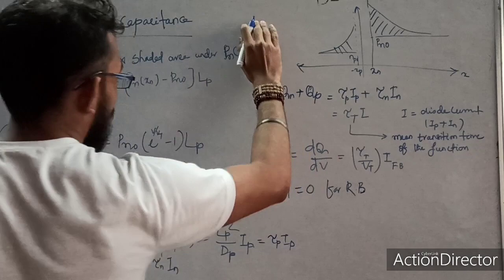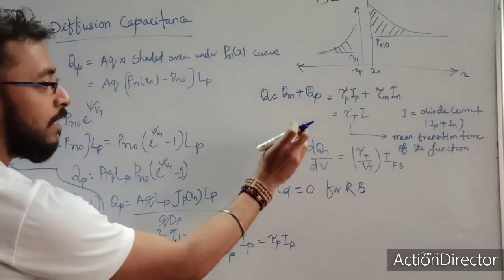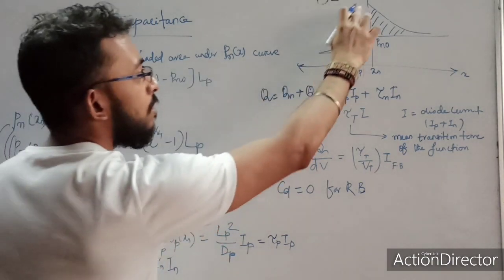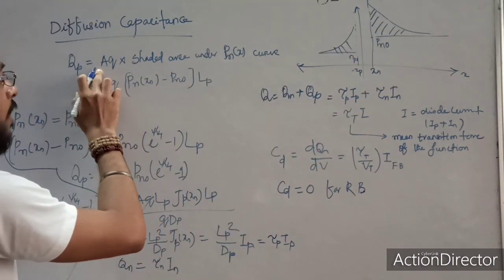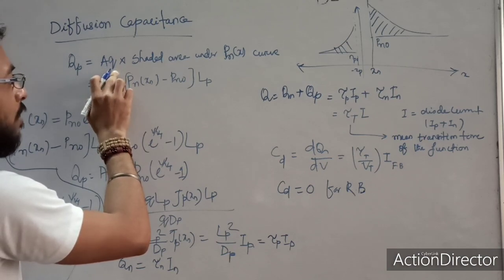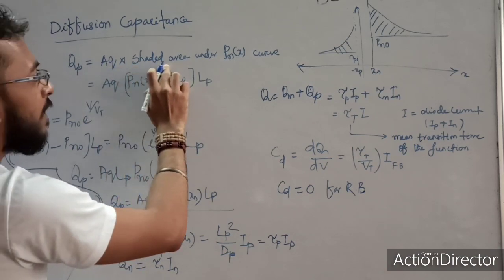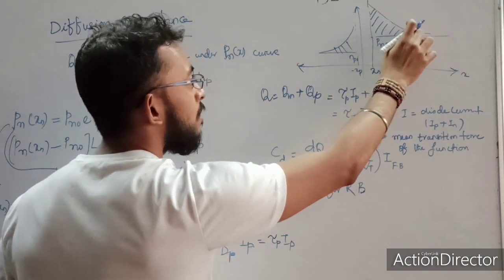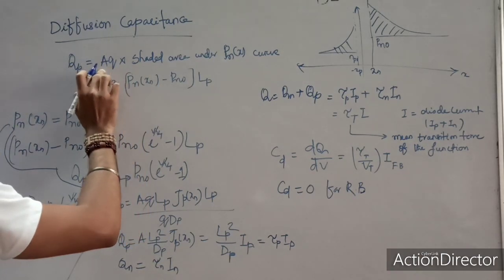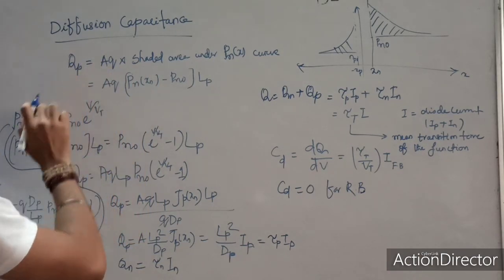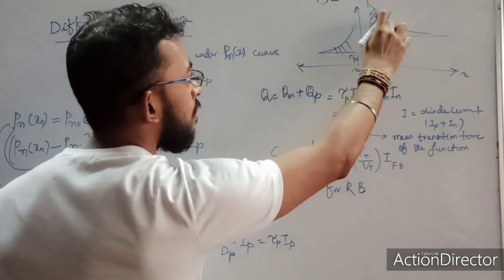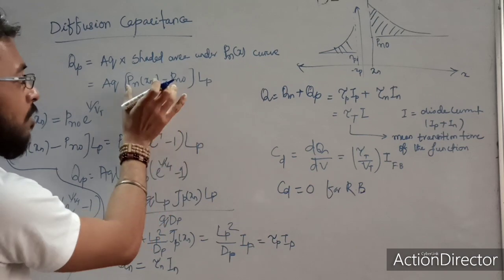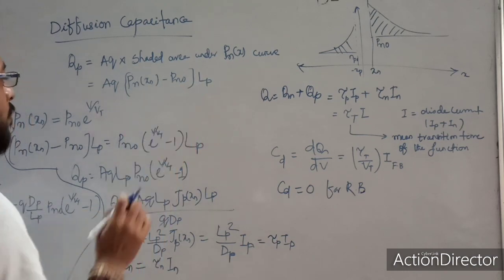So for the capacitance, we have to find C. C is nothing but dq upon dv. So for that we have to find the charge. What is the charge in this region? It is nothing but area multiplied by q, the charge of each hole, into the shaded area under this PN. So what are the excess number of holes present in this region? That much times charge multiplied by area will give you the overall charge. The shaded area is nothing but concentration multiplied by this length, so Pn of xn minus Pn naught into Lp.